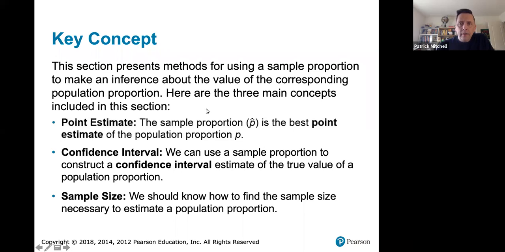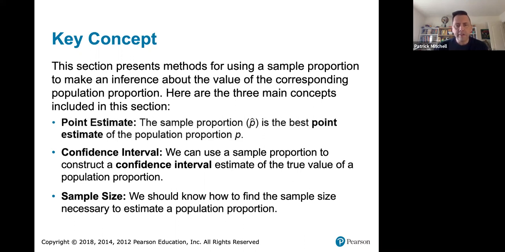So concepts related to that are the point estimate. In the example I was just describing, that would be the 52%, the 0.52. That would be your sample proportion, which we're going to call p hat. That's the best estimate I have for the population proportion. Once you get that sample proportion, you make it into a confidence interval. Use the sample proportion to construct a confidence interval estimate of the true value of the population proportion.